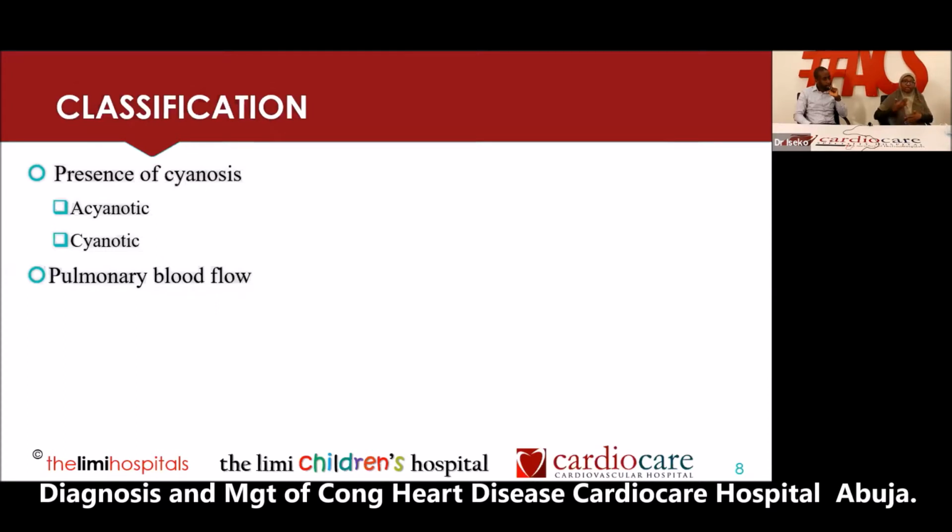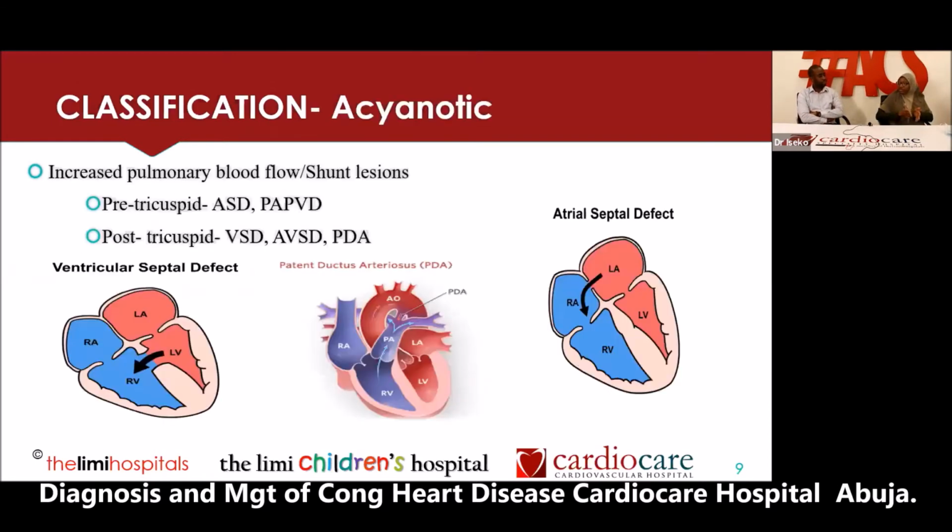And then this could also be sub-classified based on the pulmonary blood flow. Okay. If there's increased pulmonary blood flow, or reduced pulmonary blood flow, or obstructive lesions. So let's take, for example, the acyanotic congenital heart disease. I said it could be sub-classified if there is increased pulmonary blood flow. This can also be further sub-classified into pre-tricuspid and post-tricuspid, just like the name implies. Pre-tricuspid is that the lesion or the shunt is occurring before the tricuspid. The shunt. Yes. Okay. And then the post-tricuspid is happening after the tricuspid valve.